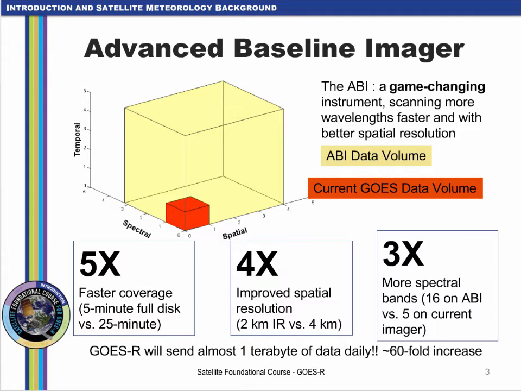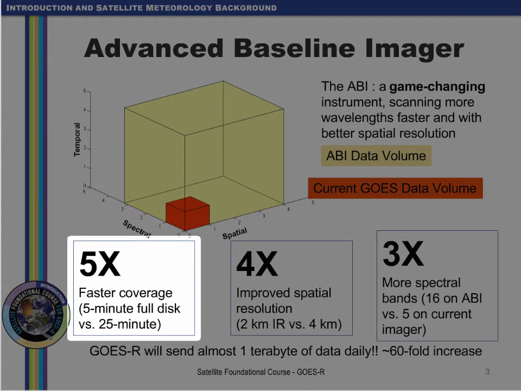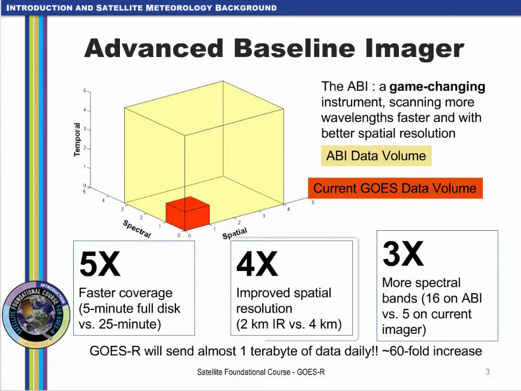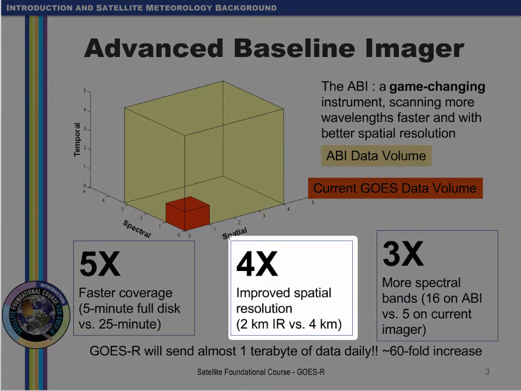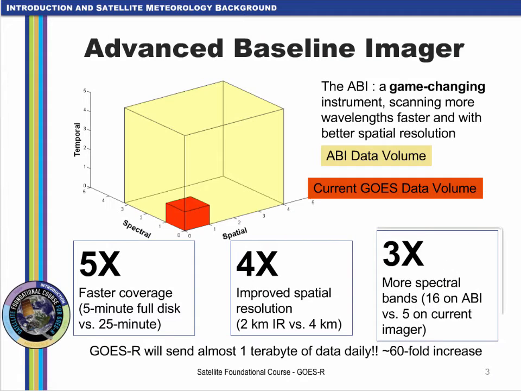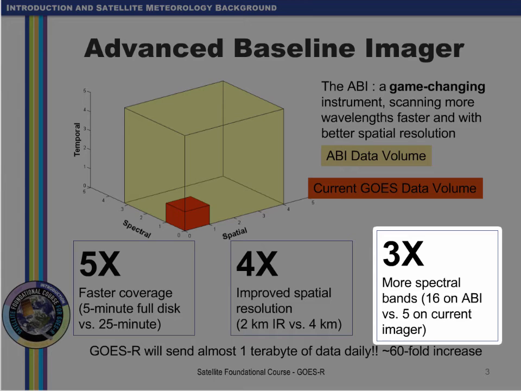There will be a 60-fold increase in the amount of data sent by the ABI compared to GOES 13 through 15. The ABI on GOES-R requires a full disk image 5 times faster than the imager on GOES 13 through GOES 15. Spatial resolution on the ABI compared to present GOES increases by a factor of 2 in both horizontal directions. And there are about 3 times more spectral bands on GOES-R.